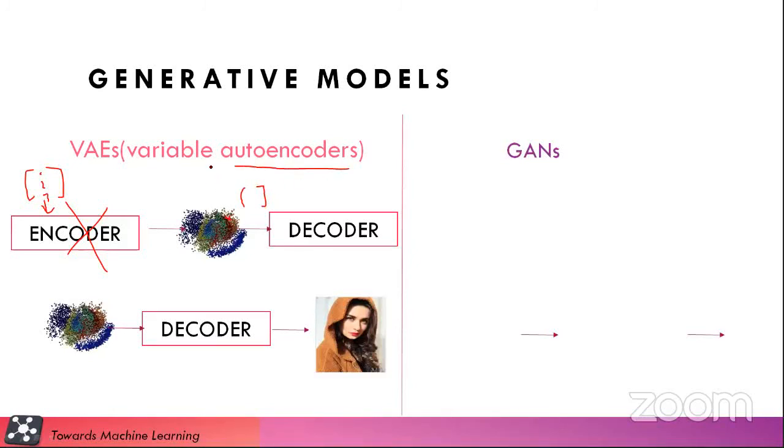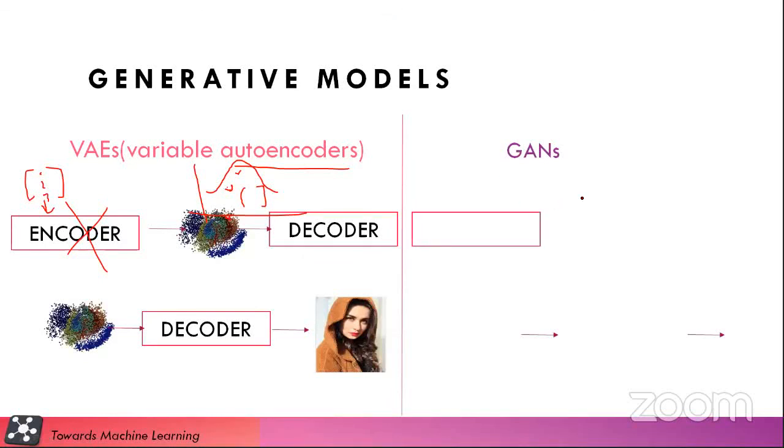Okay, so in a variational autoencoder, we encode the image with a probability distribution. Okay, a complete probability distribution, and then we take all those things.